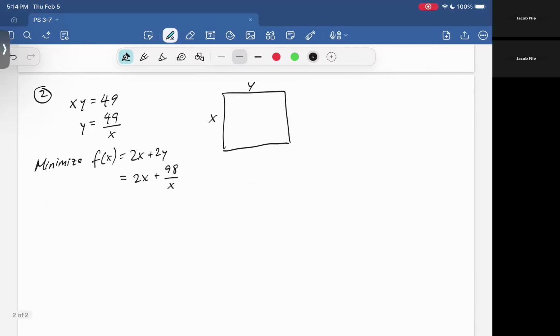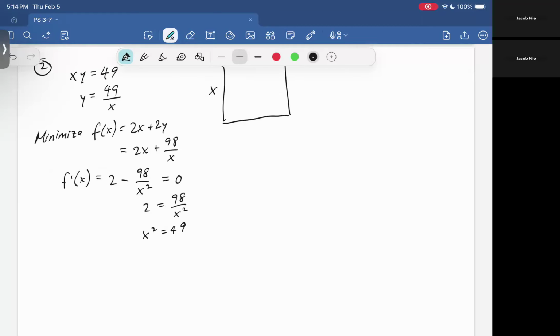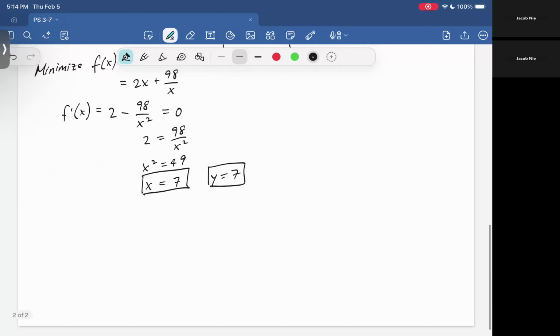Right? Then finding the derivative, we're going to get 2 minus 98 over x squared. And we're looking for critical points, so we'll set that equal to 0. Move things around. X squared equals 49, so x equals 7. All right, we don't care about negative 7. All right, then if x equals 7, then y equals 49 divided by 7, which is also 7. So that's going to be our answer, 7 comma 7.